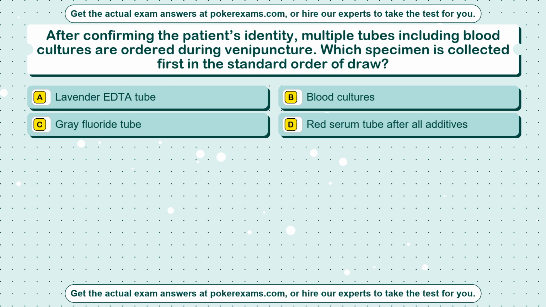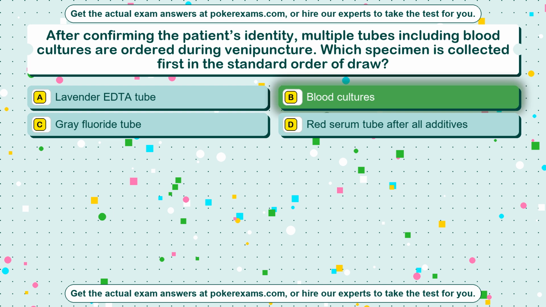Question 16. After confirming the patient's identity, multiple tubes including blood cultures are ordered during venipuncture. Which specimen is collected first in the standard order of draw? Option A, lavender EDTA tube. Option B, blood cultures. Option C, gray fluoride tube. Option D, red serum tube after all additives.